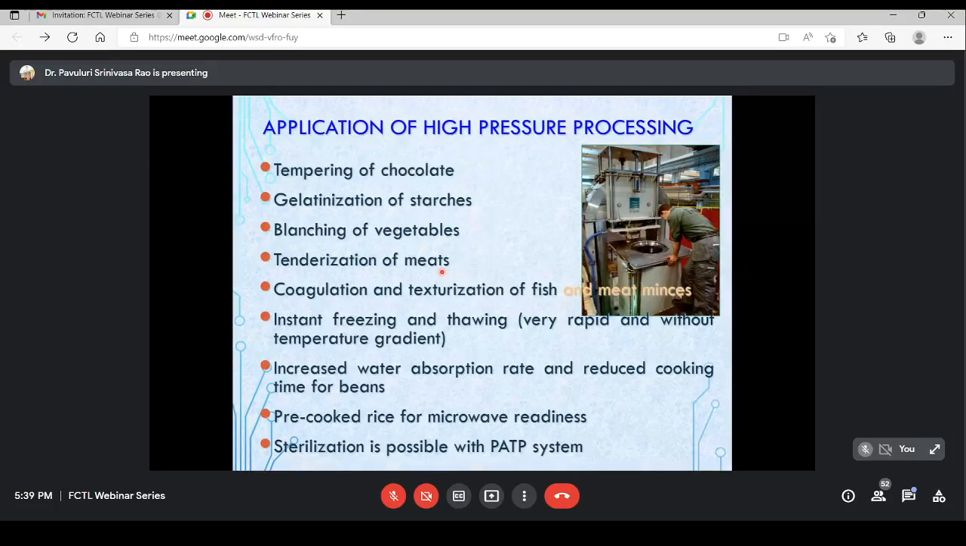Although it looks very primitive, several applications are there these days, including even brown rice which has been treated with HPP so that the water absorption can be faster. At the same time, the GABA content has been enhanced due to the reactions which are happening in the high pressure processing. Now, pre-cooked rice for microwave readiness, sterilization also is possible with the pressurized thermal processing system.